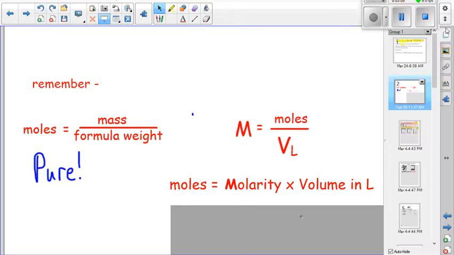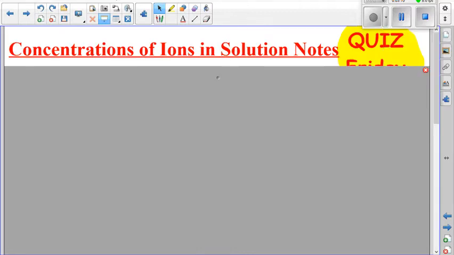All right. That brings us to the new stuff. You can call these notes concentrations of ions in solution. Concentrations of ions in solution notes.